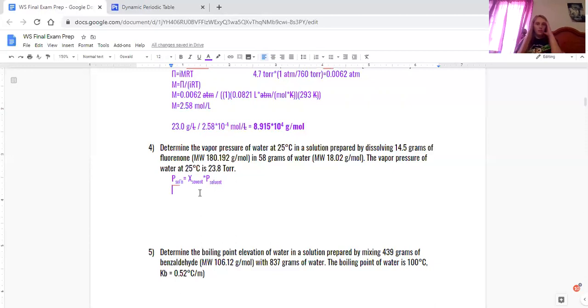Okay, so we can go ahead and work this out, see what we know. So we're going to keep this here. So what is the mole fraction of the solvent? We need to figure that out first. So if you remember, the mole fraction is going to be the moles of the solvent over the total moles. So we have moles solvent over total moles.